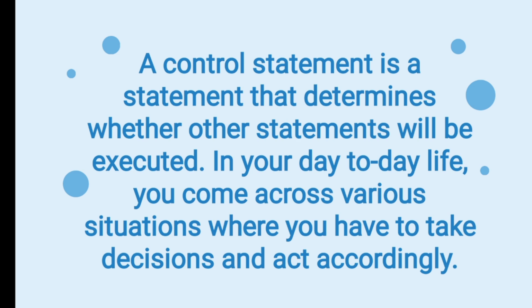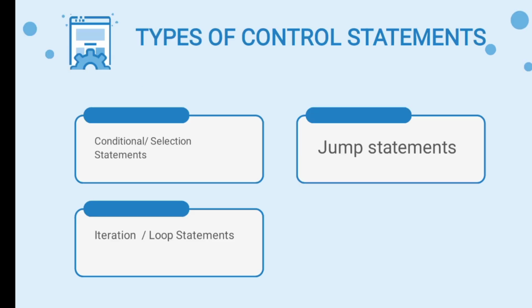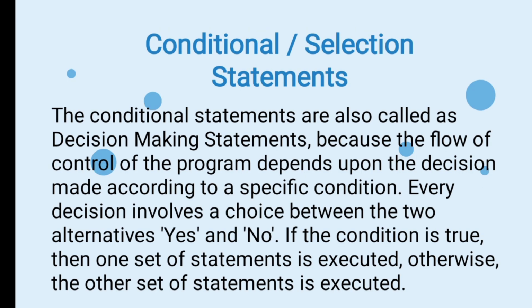To write a code that executes statements on the basis of a condition, you need to use control statements. There are three types of control statements. First is conditional selection statement, second is iteration loop statement, and third is jump statement. Let's talk about the first control statement, that is conditional selection statement.